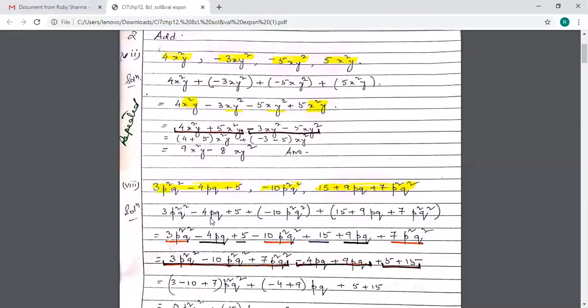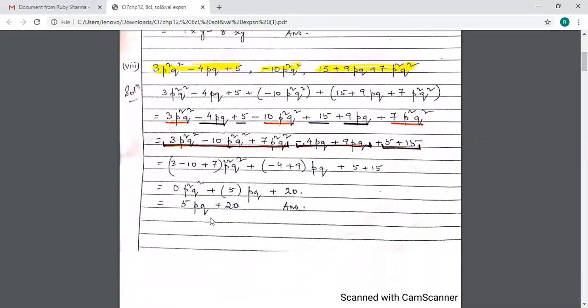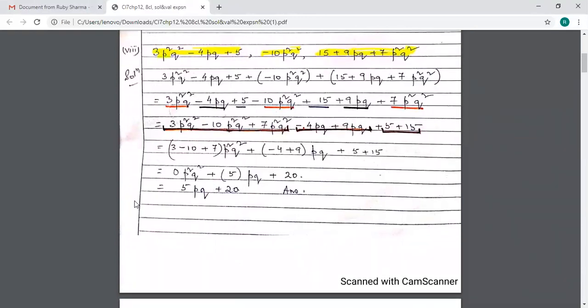So here you'll be getting 4x square y. Then here, if you consider this plus 1, it will be plus 1 into minus 3, which is minus 3xy squared. So similarly, all these, and then you select the like terms and you add the numerical coefficients, and you get the answer. Just go through the answers and the steps. I think all of you have completed all the sums.